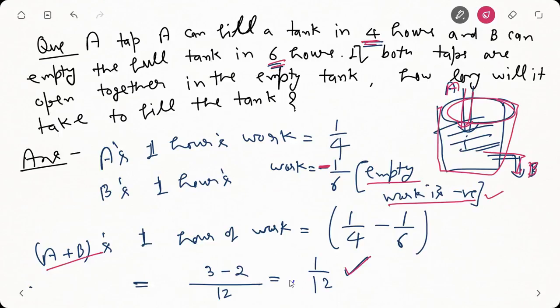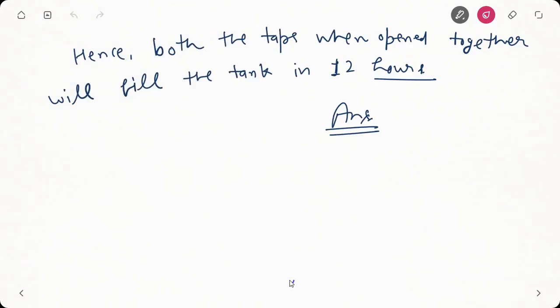So if A and B are both working together, then in 1 hour it will fill 1 by 12 of the tank. So how much time will it take to fill the whole tank? We will just reverse it. So it would be 12 hours. So hence both the taps, when open together, will fill the tank in 12 hours. Got it?